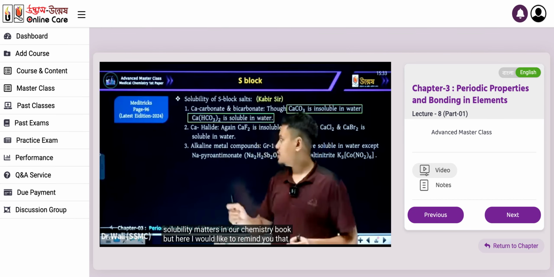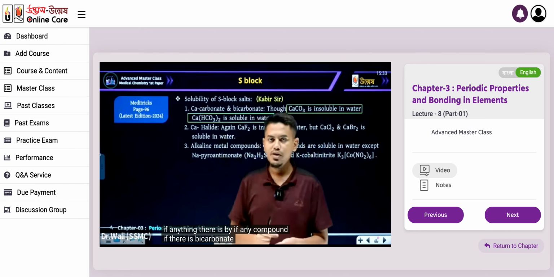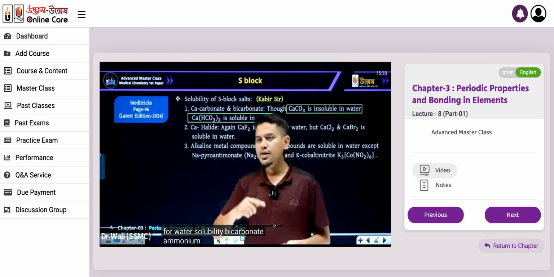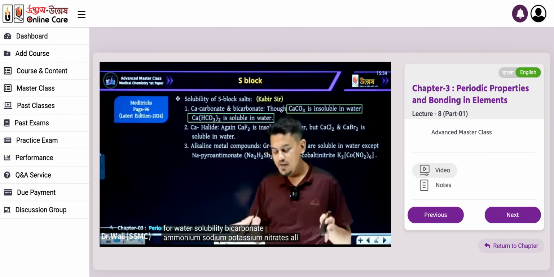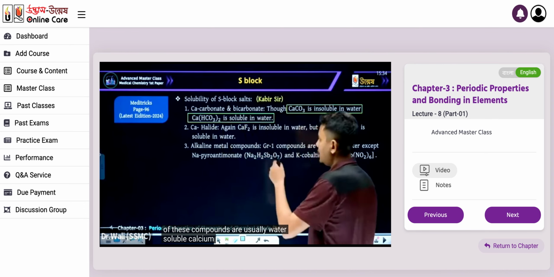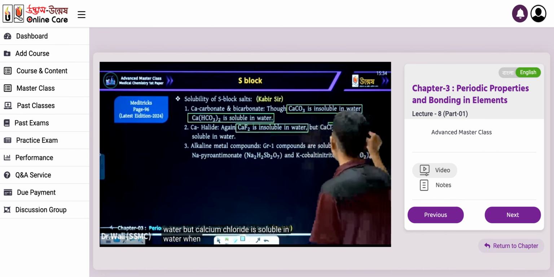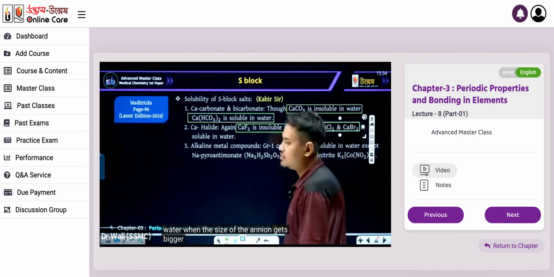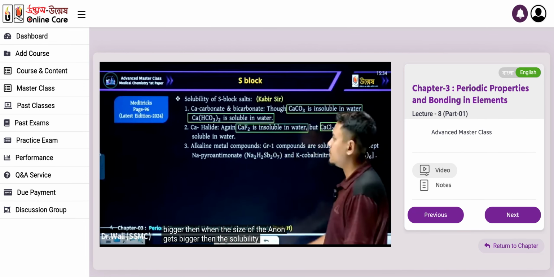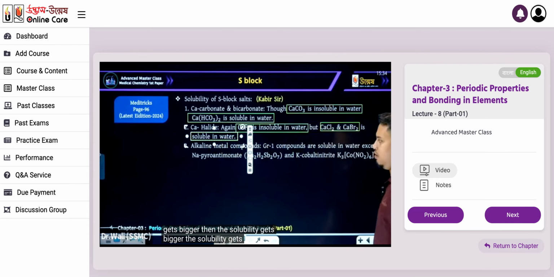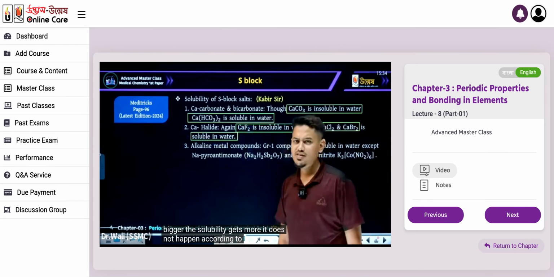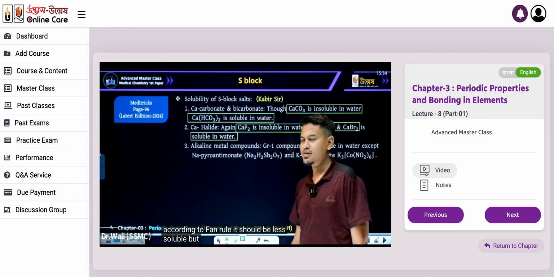But here I would like to remind you that if any compound is a bicarbonate, you should go for water solubility. Bicarbonate, ammonium, sodium, potassium, nitrates, all of these compounds are usually water soluble. Calcium halide: calcium fluoride is insoluble in water, but calcium chloride is soluble in water. When the size of the anion gets bigger, the solubility gets bigger. It does not happen according to Fajans' rule. According to Fajans' rule, it should be less soluble, but it is quite the opposite.